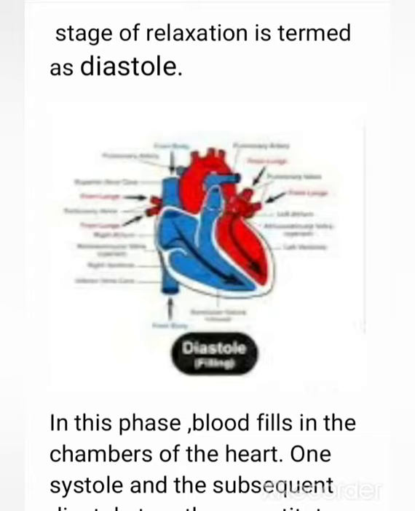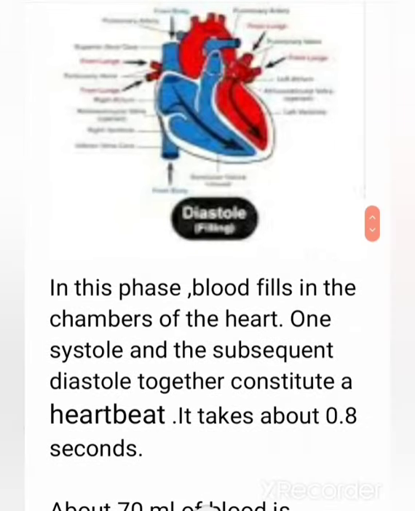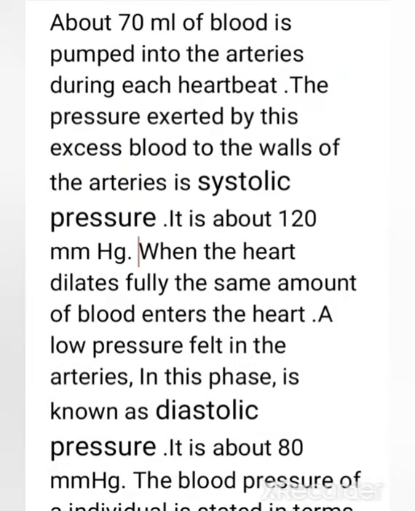In this phase, blood fills the chambers of the heart. One systole and the subsequent diastole together constitute a heartbeat. A heartbeat takes about 0.8 seconds. About 70 ml of blood is pumped into the arteries during each heartbeat.